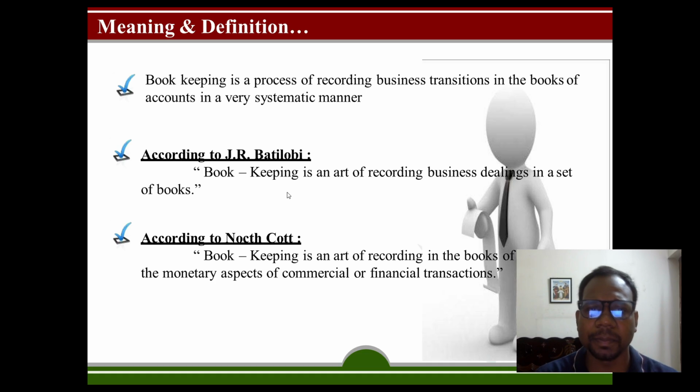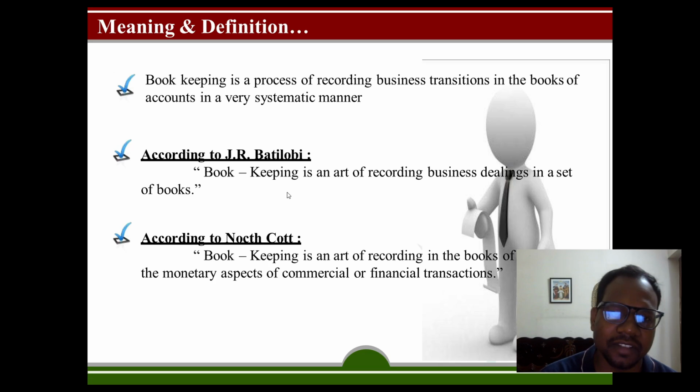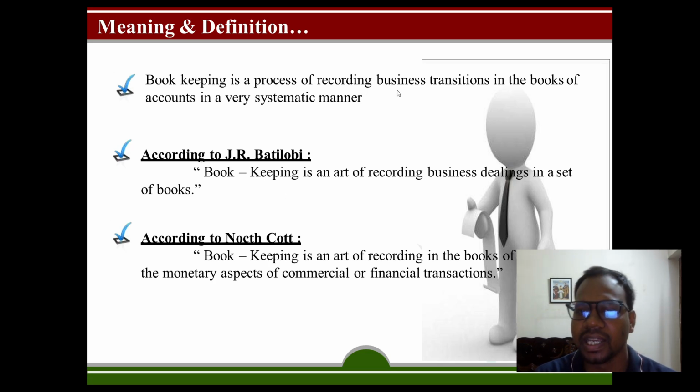So what is bookkeeping? Bookkeeping is a process of recording business transactions in the books of accounts in a very systematic manner. This particular phrase has to be remembered: very systematic manner. Once again, I'm repeating the definition. Bookkeeping is a process of recording business transactions. Remember this particular word, process, of recording business transactions in the books of accounts in a very systematic manner.